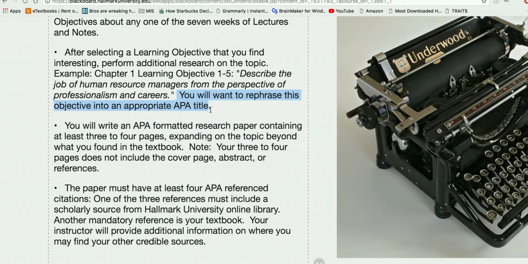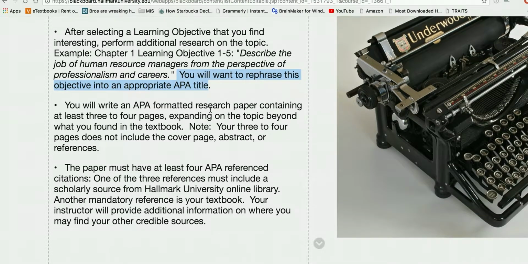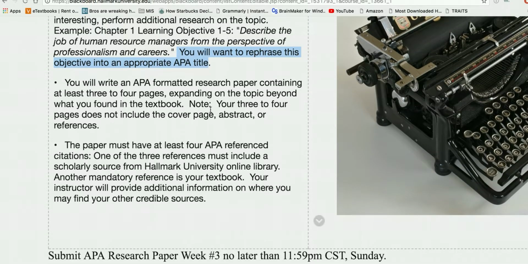It would be the human resource managers, whatever, and as far as their perspective of professional career, you'll want to rephrase that into an APA title. You'll want to write an APA research paper containing at least three or four pages, expanding on the topic beyond what you found in the textbook.